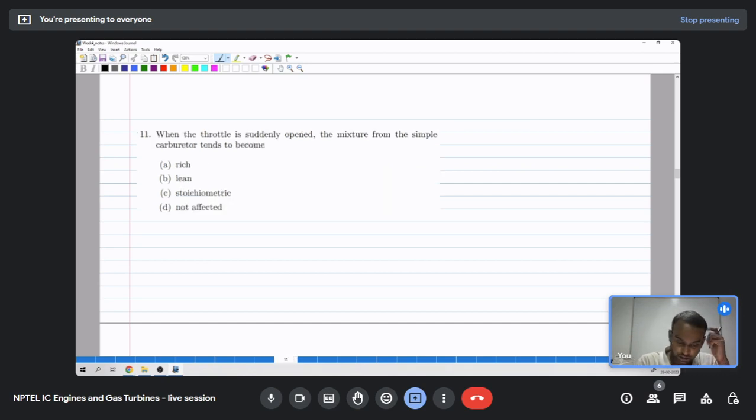When throttle is suddenly opened, the mixture from the simple carburetor tends to become rich, lean, stoichiometric, not affected. Rich. Rich, how do you say that?